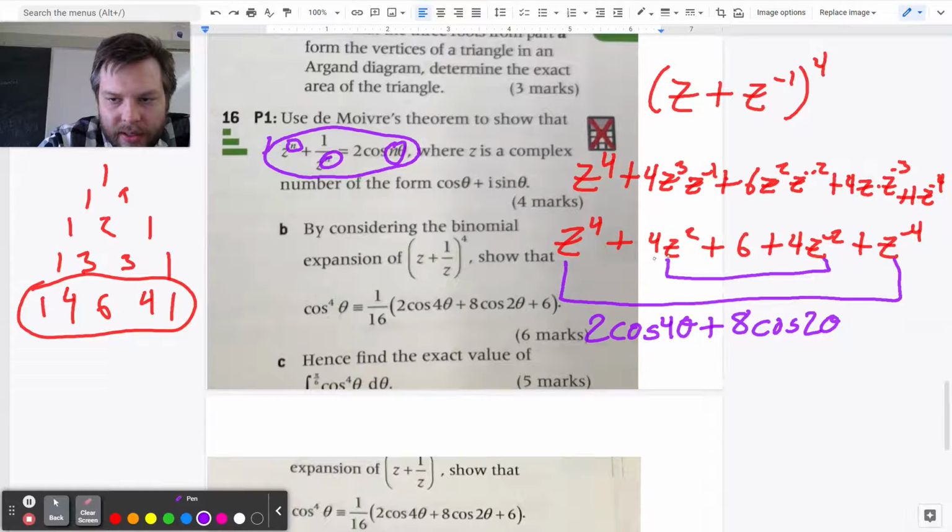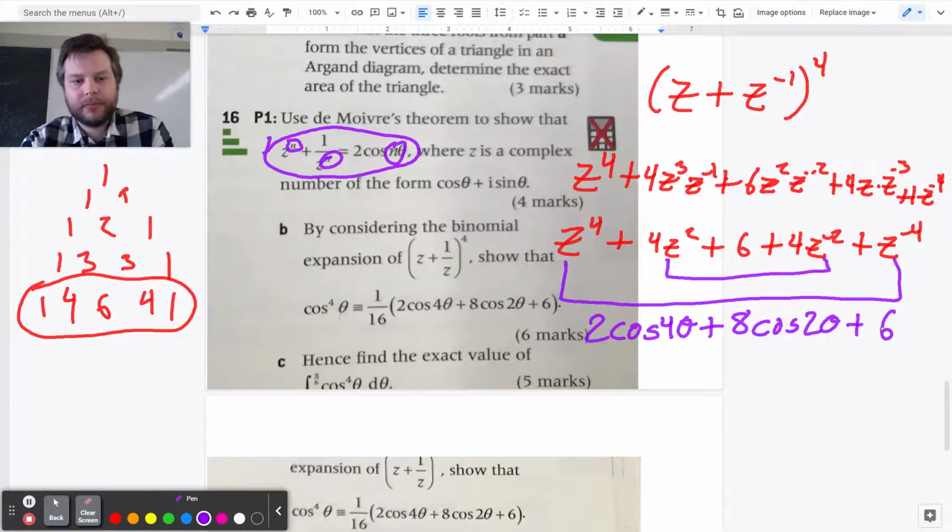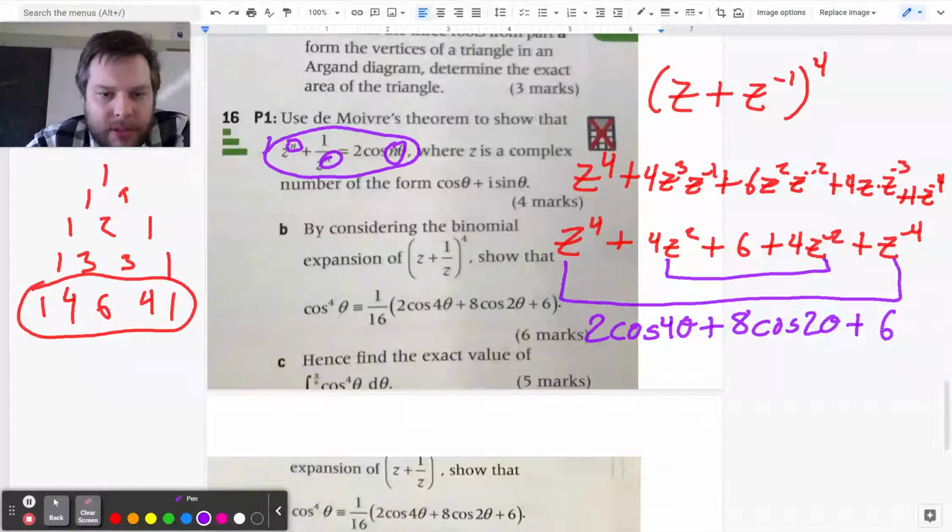Because of the 4 multiplying in front of it, and then plus 6. Okay. Now, what was I supposed to show? I was supposed to show that cosine to the 4th theta is equal to that. And I have a lot of it, but I don't have the 16th in there, and I don't have the cosine to the 4th power. So let's look at how we can figure out cosine to the 4th power from this here.